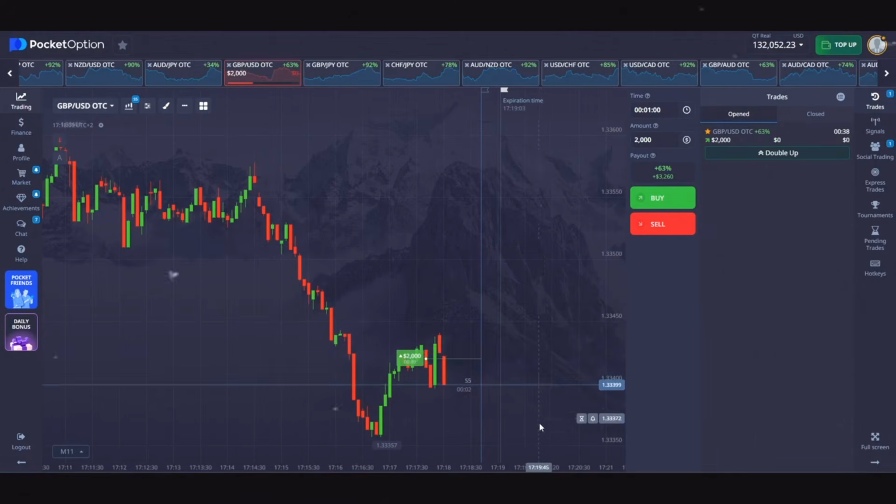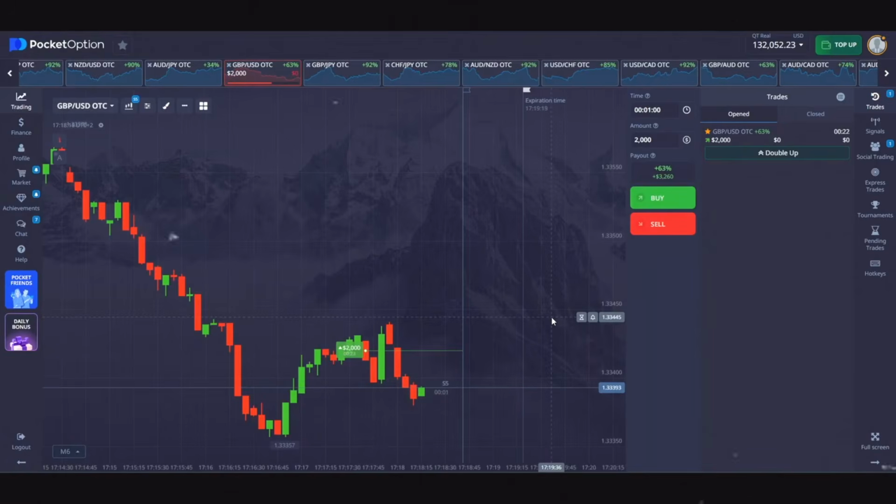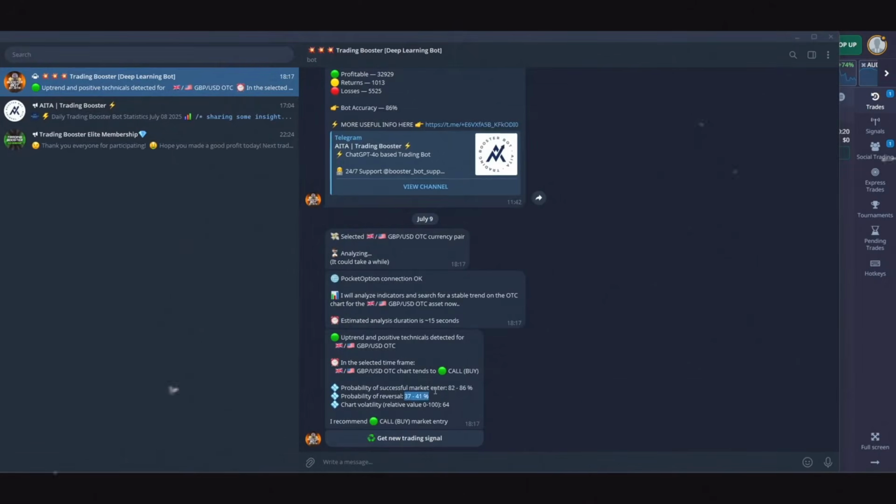By the way, about the signal. I just got a buy signal. There are high percentages on a successful trade, average percentages on a reversal, and the volatility is good too. So in this case, I'm ignoring the reversal percentages. Yes, a reversal could happen, but if it does, it'll be pretty unpleasant since all the other numbers suggest the trade should go my way.